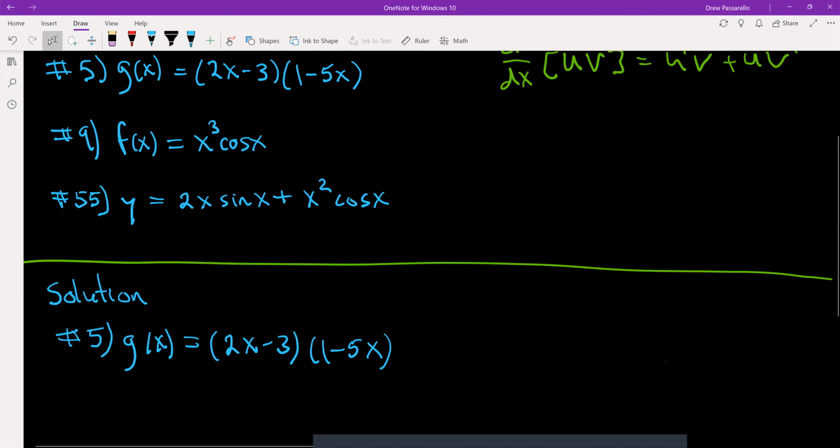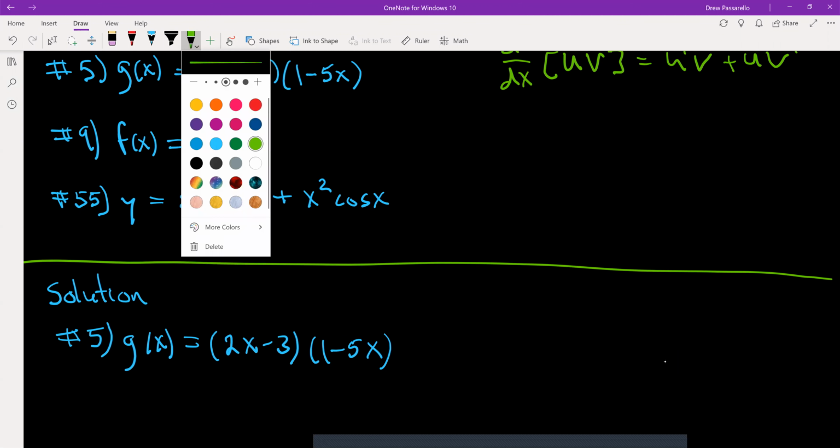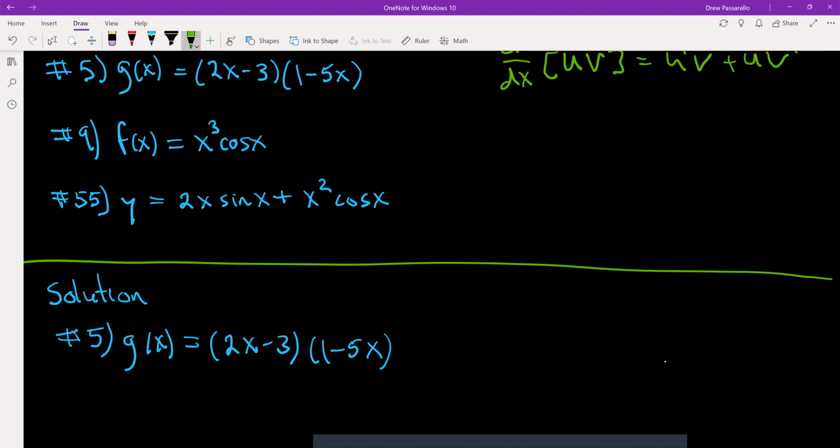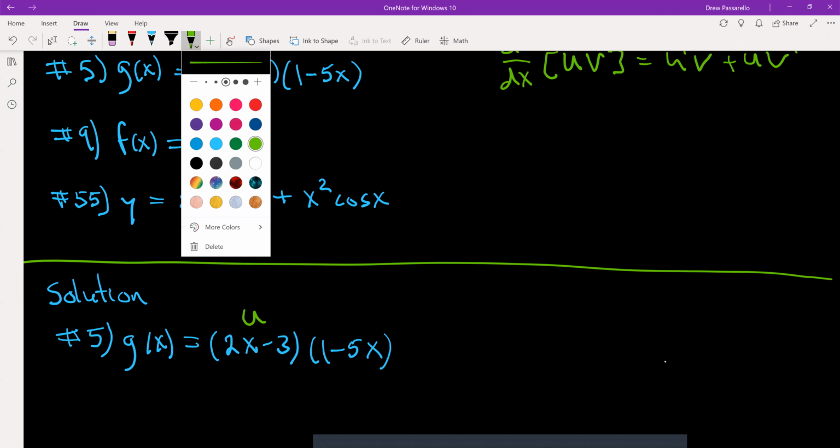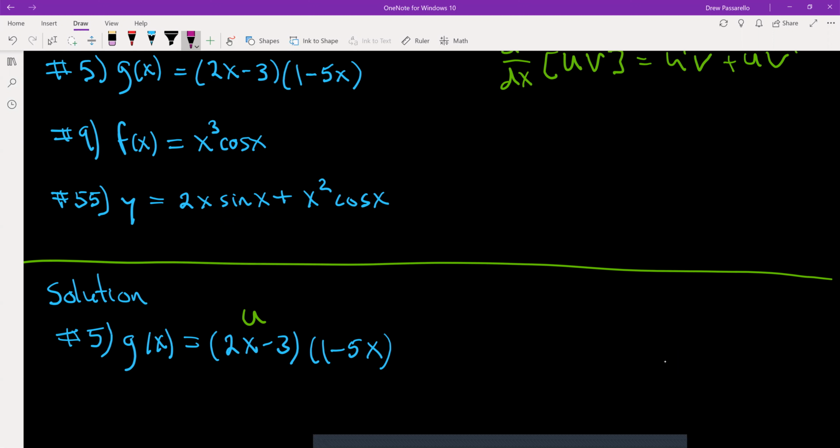all right, so I'm going to let u be the 2x minus 3 portion, and I'll use the color green just to color coordinate this. And for the other ones, I will just not use color coordination just to save time. So I'm going to use u for the first factor, 2x minus 3, and then I'm going to use v for the 1 minus 5x.